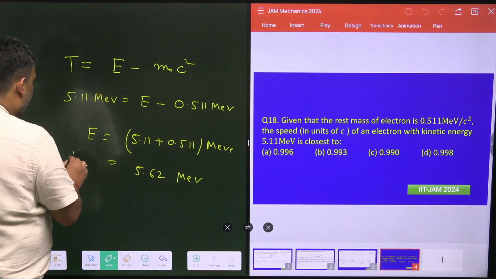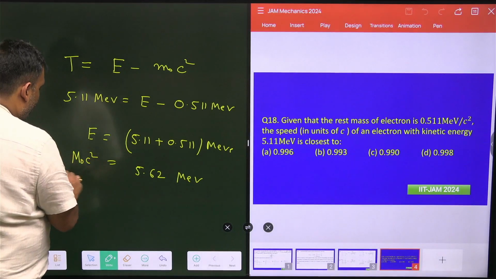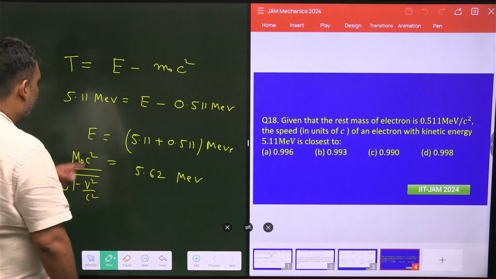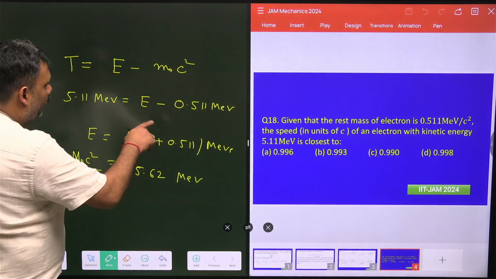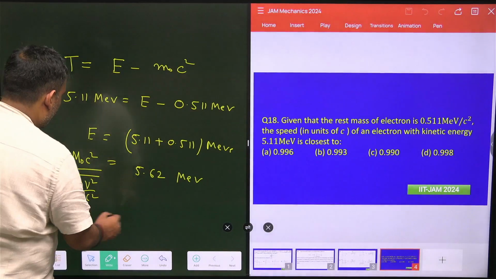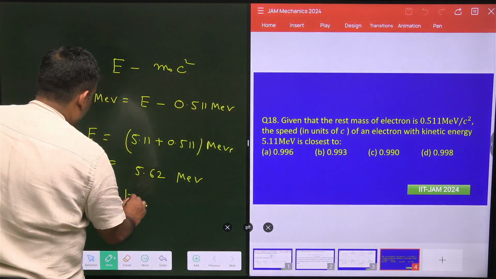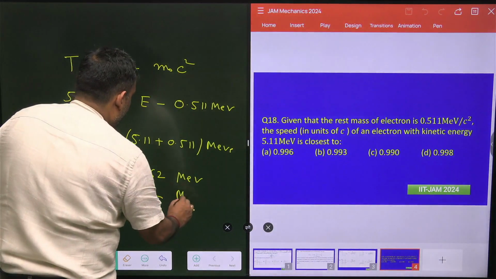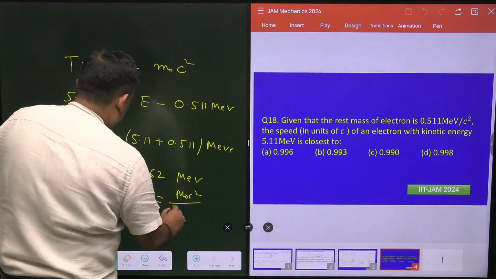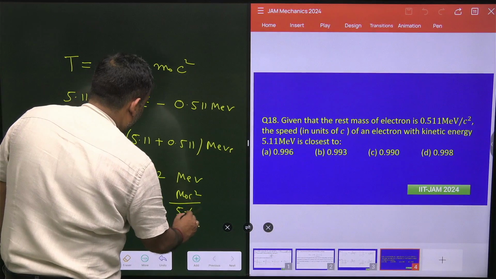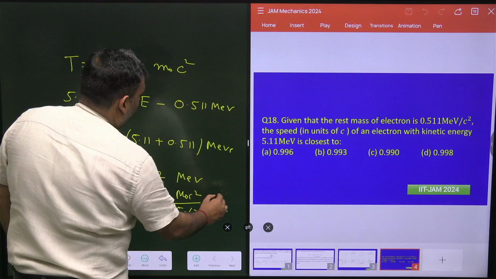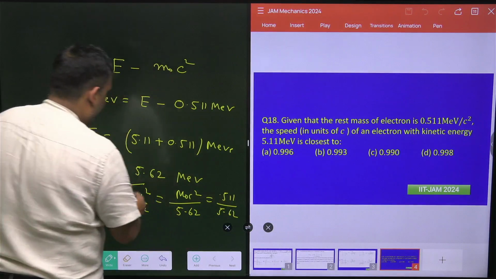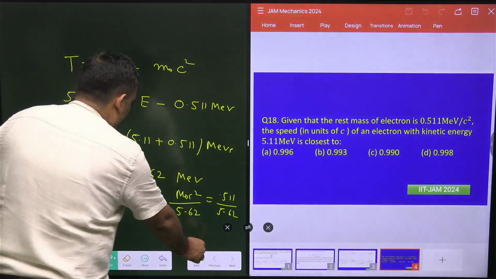Here we can write the total energy of the system as m0 c square upon root under 1 minus v square upon c square. Here m0 c square is again 0.511, so we can put in this value. So we have 1 minus v square upon c square under the root equal to m0 c square by total energy, which is 0.511 upon 5.62. And from there, we can easily calculate the value of v.